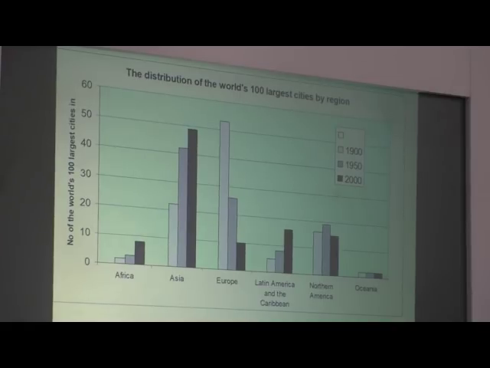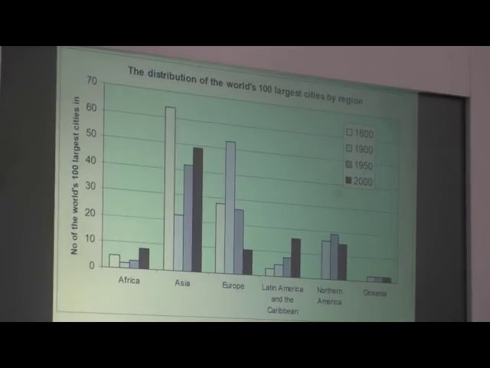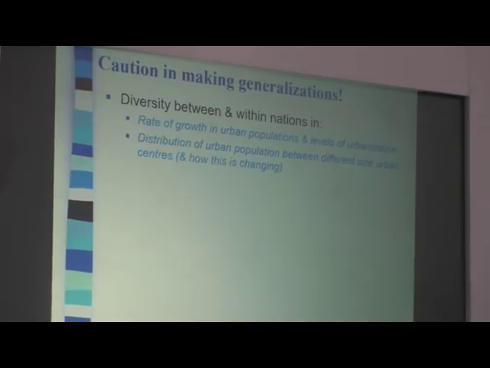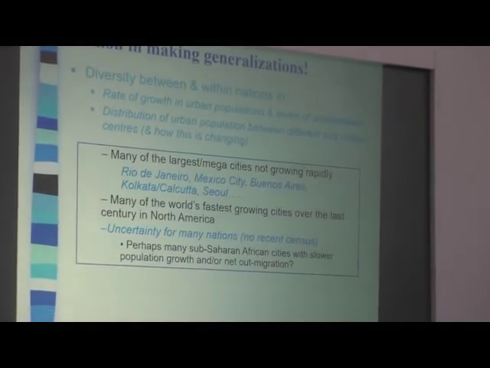But if we extend the time period back to 1800, you get a different picture. You actually get Asia having most of the world's largest cities in 1800 and losing that because of the economic changes and the changes in economic power, the changes in political power. And Europe's really returning to what it was previously, not suffering an unprecedented drop. So we need to be cautious in making generalizations.